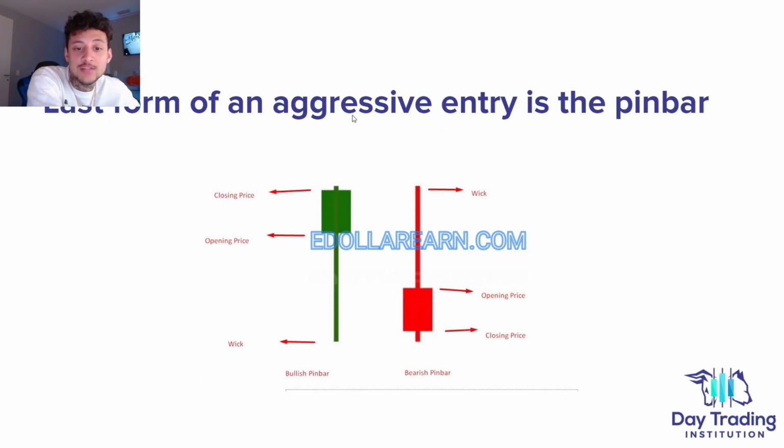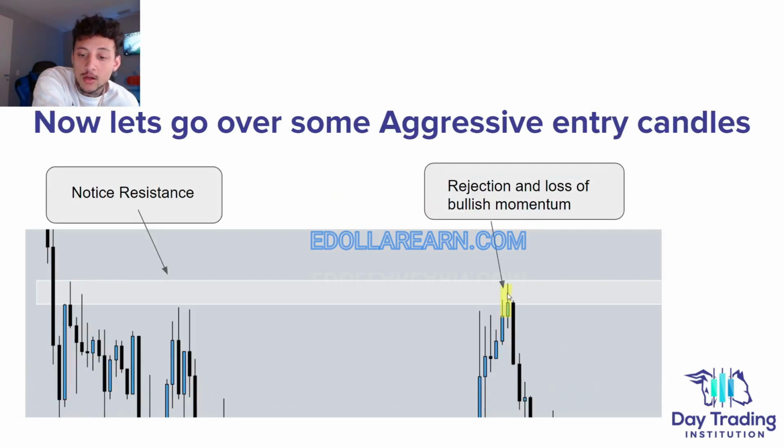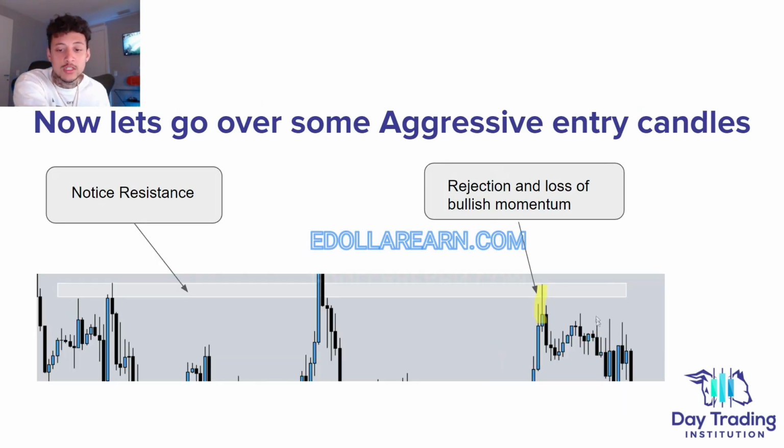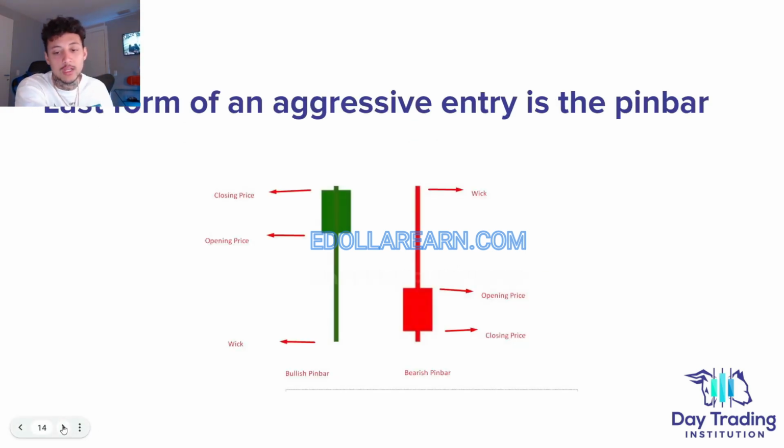Now, this is the last form of the aggressive entry candle, which is going to be considered the pin bar. You can think about a pin bar as almost like a hammer, right? Where it's a very strong candlestick, but it doesn't have a lot of volume. What it shows us is a big rejection in the opposite direction. That's what we want to see when we take these aggressive entries, right? So notice here we have a big rejection of resistance, meaning that we're going to have a big bullish wick. And then here, same thing, rejection of resistance, we have a big bullish wick. Those are going to be our aggressive entry candles, right?